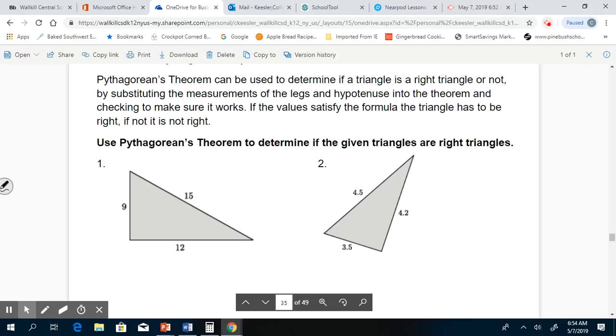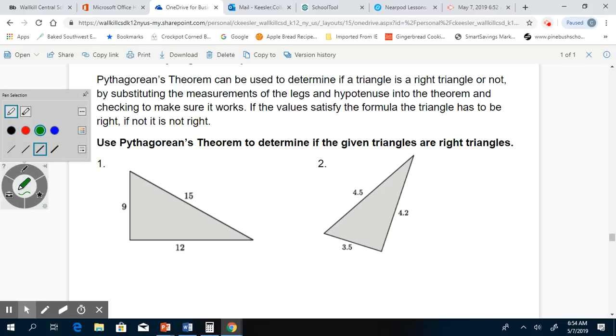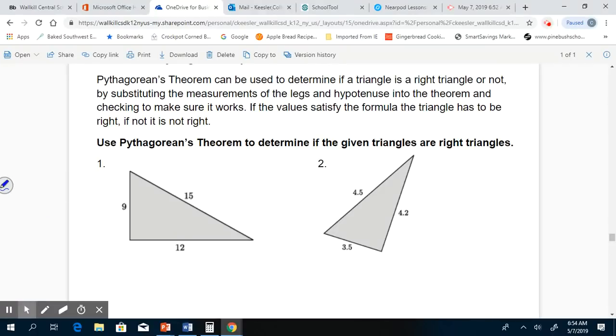So yesterday you developed the equation or formula known as Pythagorean's theorem, and today we're going to use Pythagorean's theorem again to determine if a triangle really is a right triangle or not. So Pythagorean's theorem can be used to determine if a triangle is a right triangle or not by substituting the measurements of the legs and hypotenuse into the theorem and checking to make sure it works.